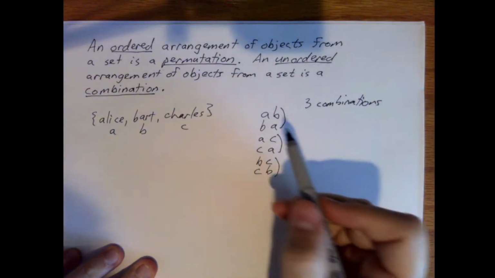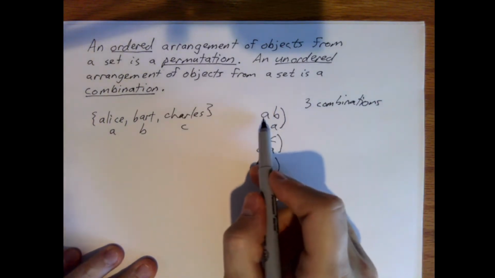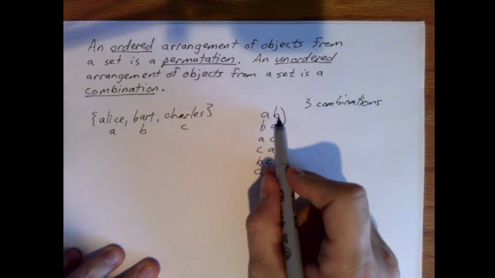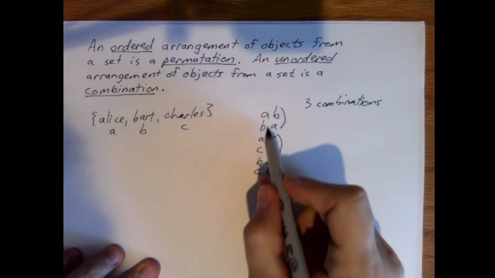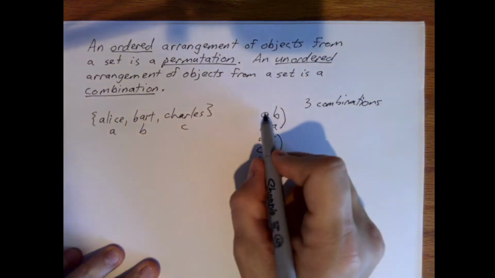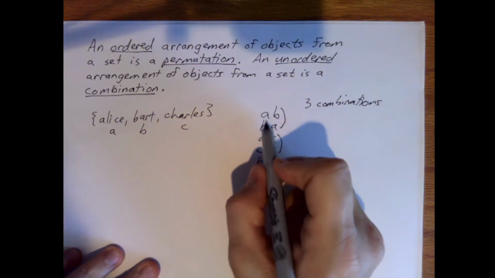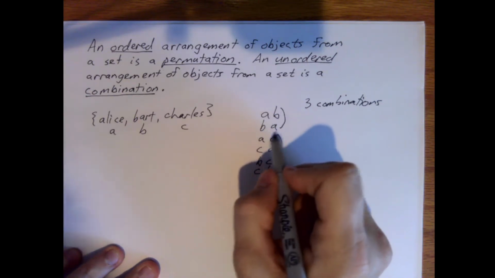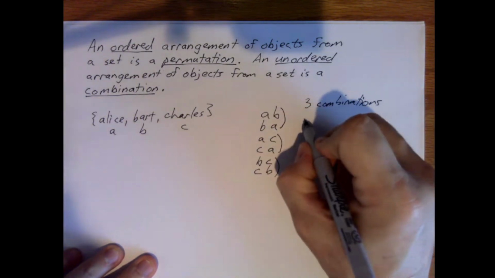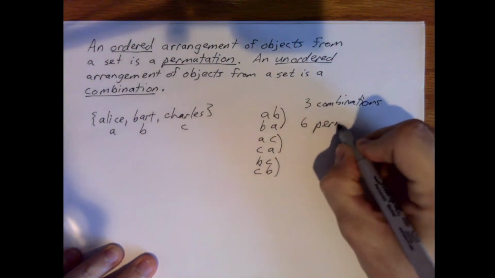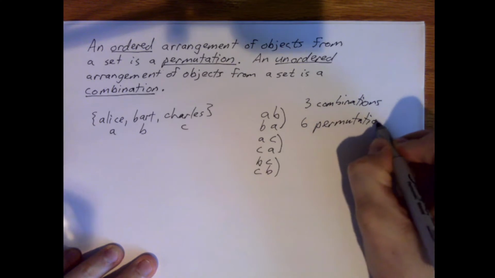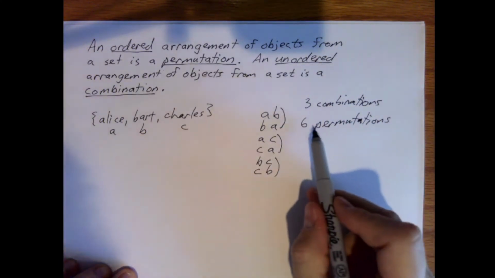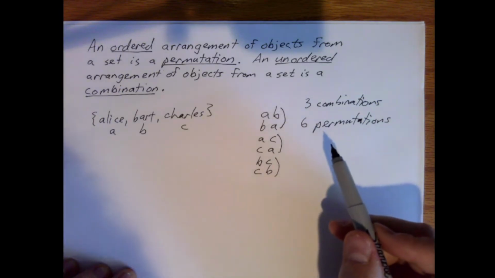But what if order matters? What if I say, okay, the first person I call will do task 1 for me, and the second person I call will do task 2. Well, then these are two different arrangements, right? Because Alice is doing task 1 here, but Bart is doing task 1 in the second ordering. So these are two different permutations. So we actually have 6 permutations. So once again, there are only 3 combinations here, but there are 6 permutations, right?